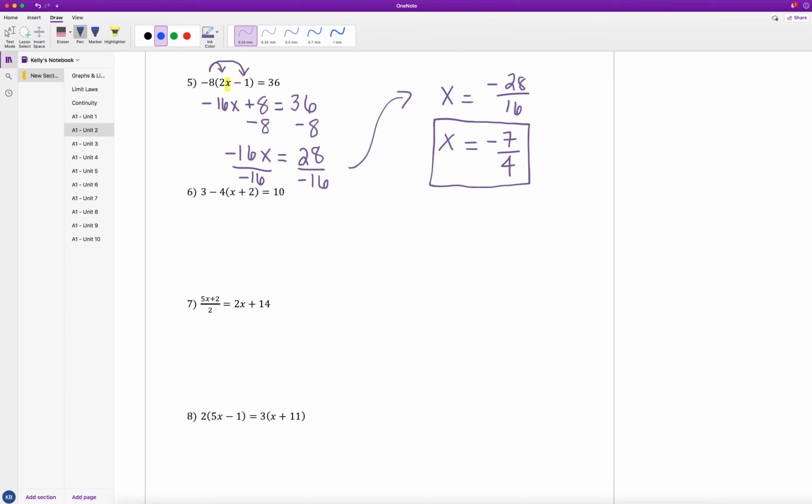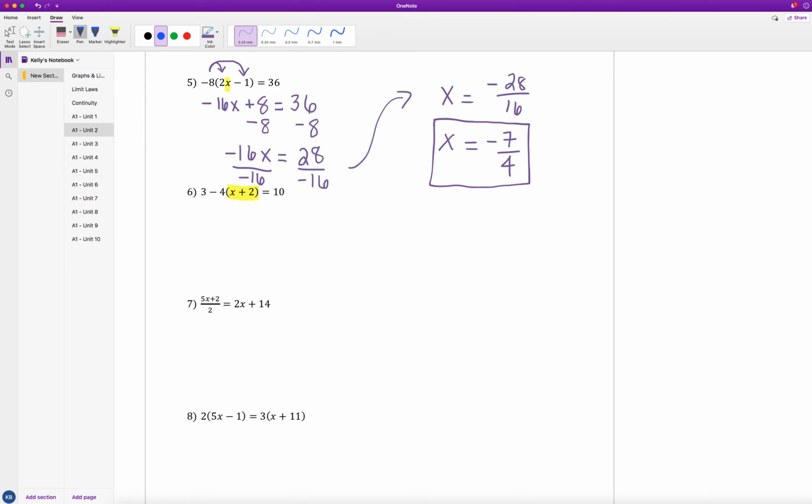Okay, let's go ahead and check example 6. So example 6 is similar to 5 because we have the parentheses in it, so we're probably going to need to distribute. But the trickier part about 6 is, well, I have this 3 in front, so I have 3 minus 4 times x plus 2 equals 10. It's really tempting to want to start combining the 3 and the negative 4, but I actually can't do that because the negative 4 is connected to this entire x plus 2 term that we have here.